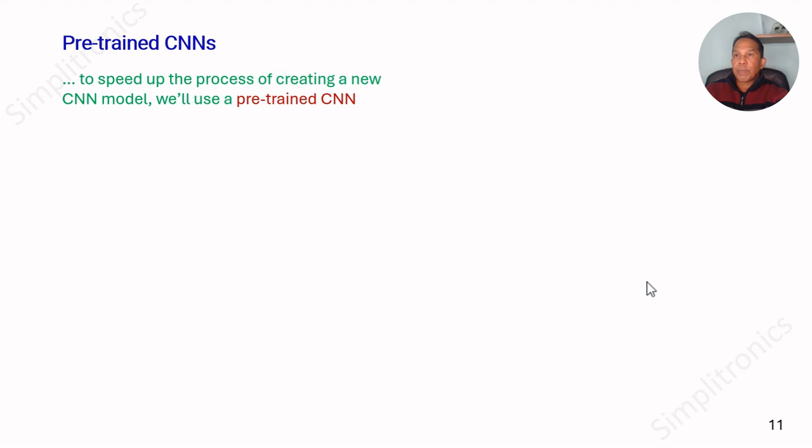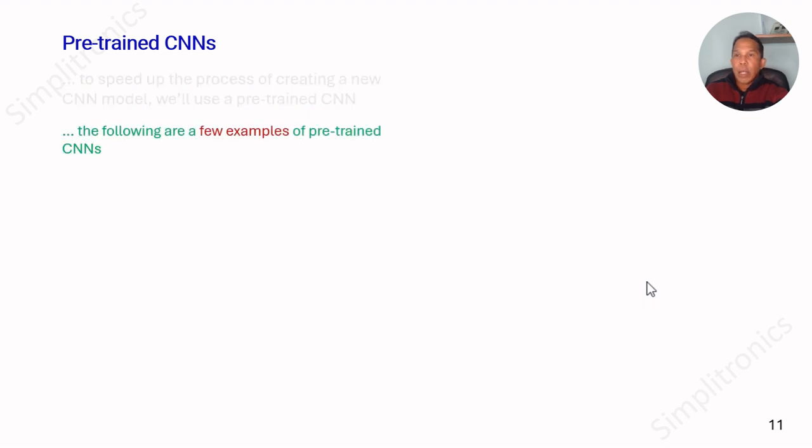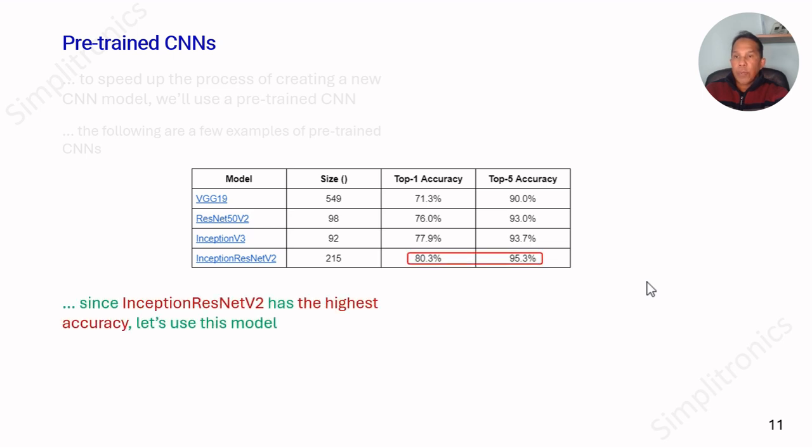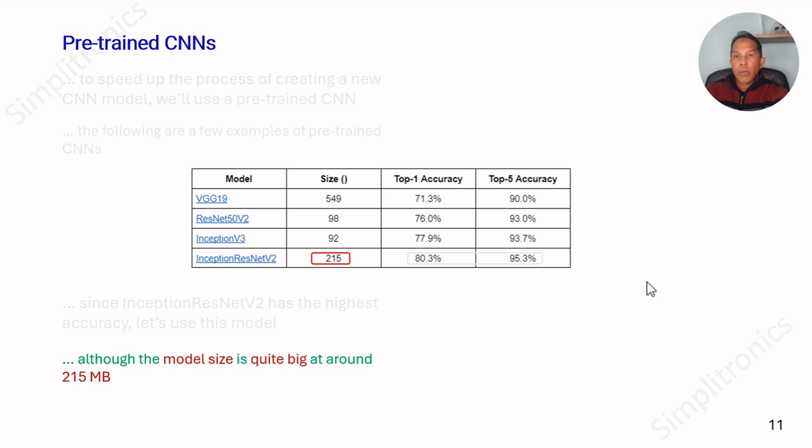Pre-trained CNNs. To speed up the process of creating a new CNN model, we use a pre-trained CNN. The following are a few examples of pre-trained CNNs from TensorFlow. What we can see here, Inception ResNet v2 has the highest accuracy. Then let's use this model, although the model size is quite big at around 215 megabytes.